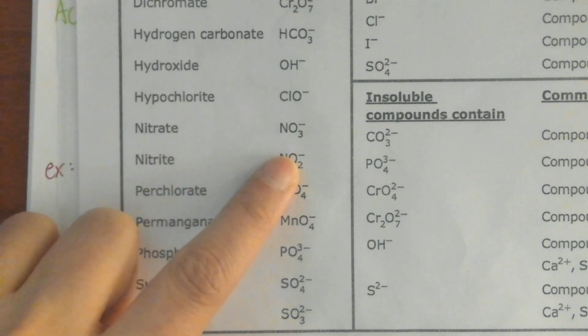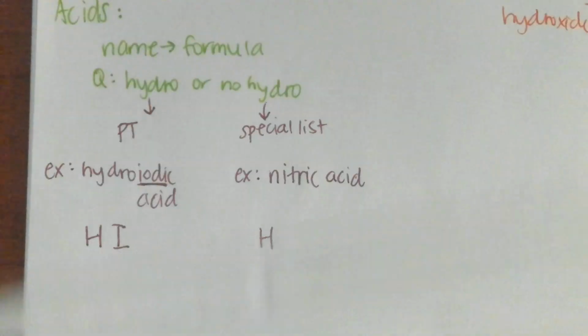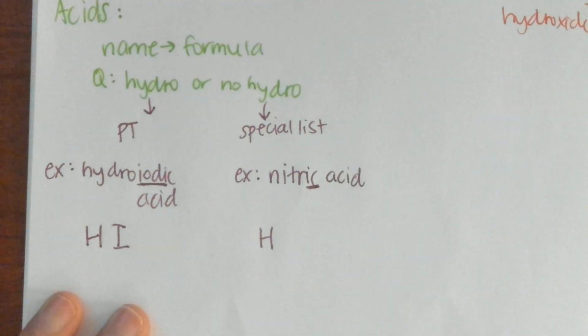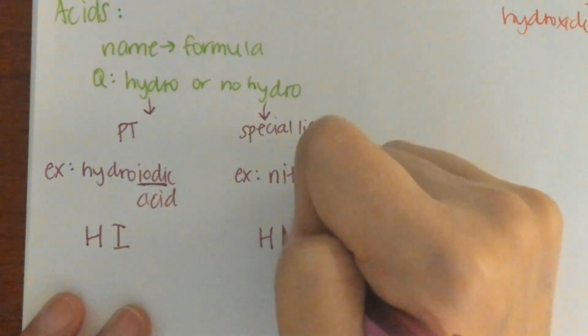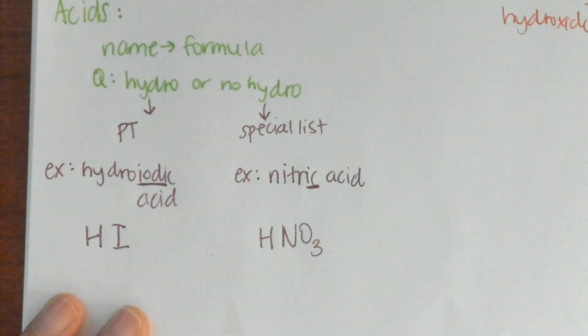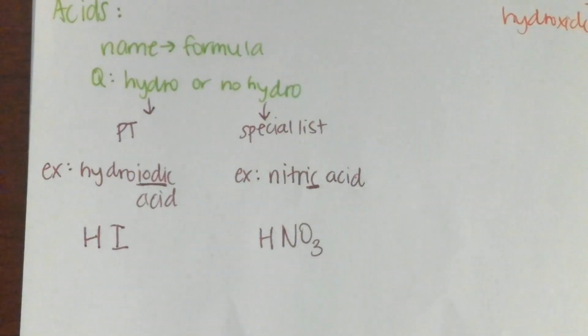Nitrate, because ate or ic, nitric is ate, because I ate something icky. So NO3. If you put NO2, it would be wrong, so be careful. And then you double check charges. H is +1, nitrate is -1, so it works out for everyone. Everyone's happy.